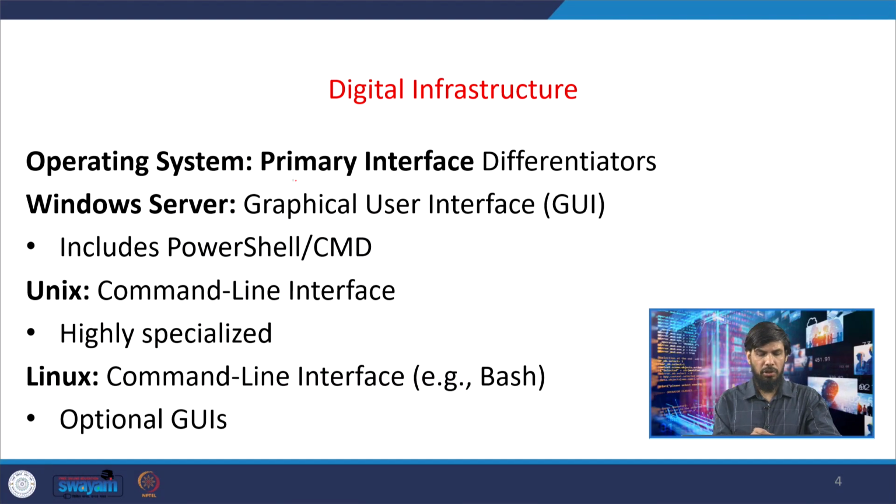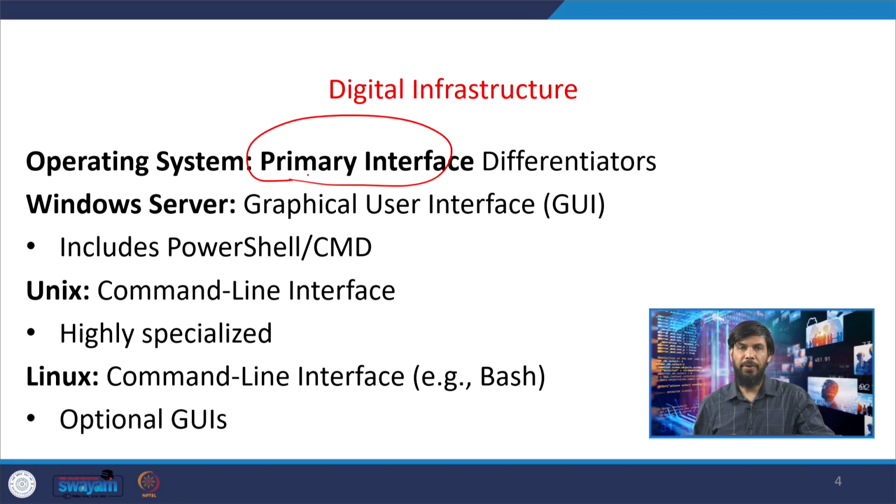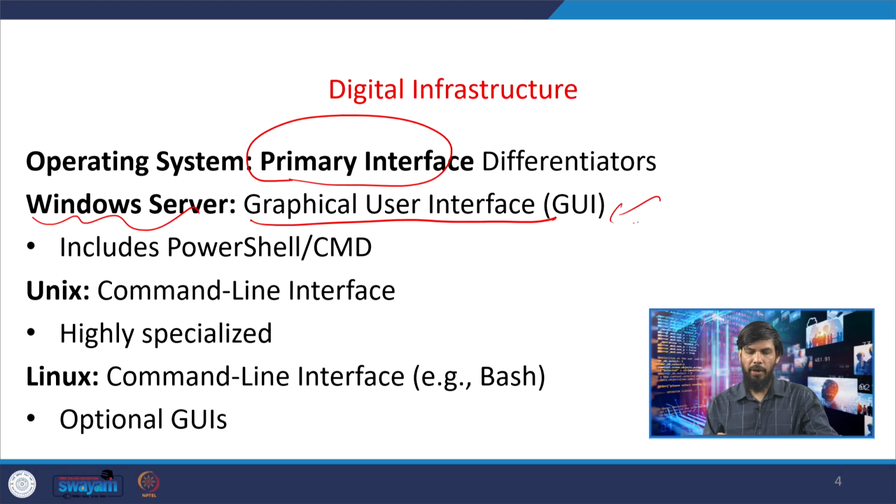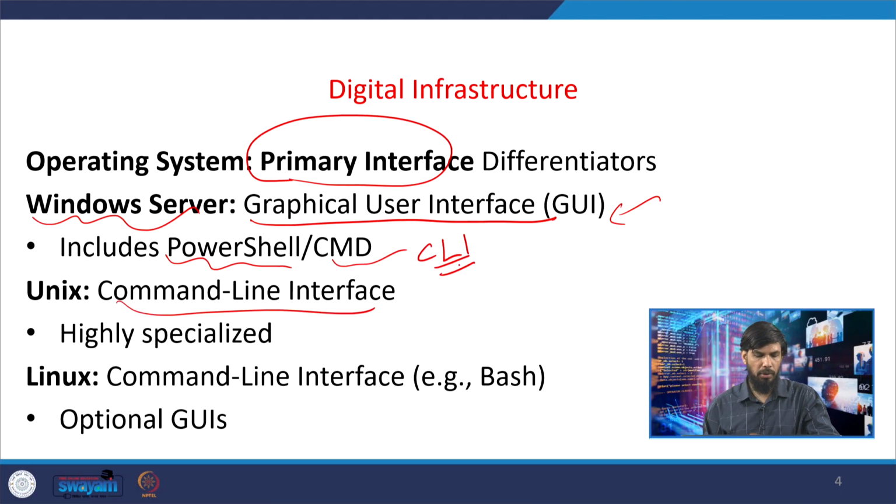Moving on, next is the primary interface. How are these operating systems different in terms of the primary interface that they provide? For Windows Server, the main primary interface is the graphical user interface, GUI. That is the main selling point for most Microsoft products, especially in the system software category, whether it is the Windows operating system or in this case Windows Server. It also includes PowerShell and CMD, so it has the command line interface, CLI option, but the GUI actually increases the ease of use of Windows Server.